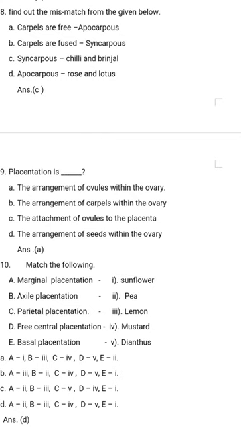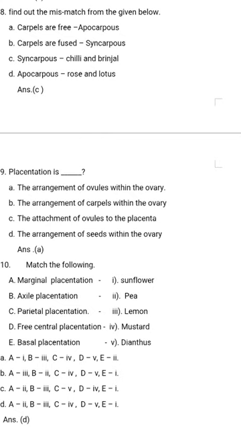Next, carpels are fused. If the carpels are fused, then the nature is called syncarpous. Next, syncarpous, examples chili and brinjal. No, this is a completely wrong option. It is not the correct option for syncarpous. Next, apocarpous: rose and lotus.